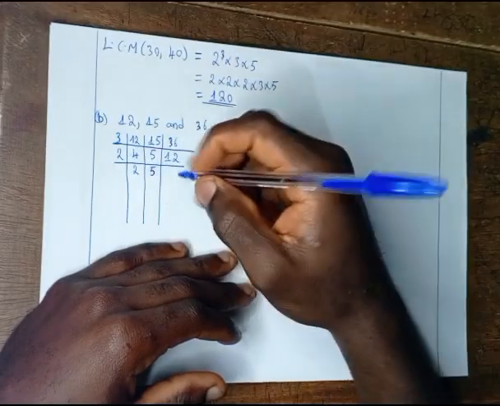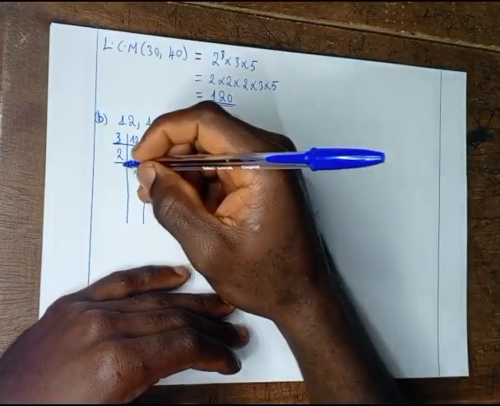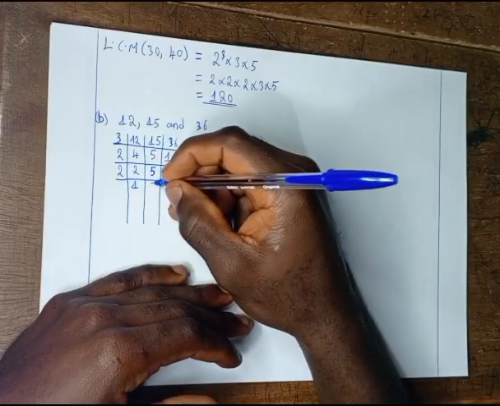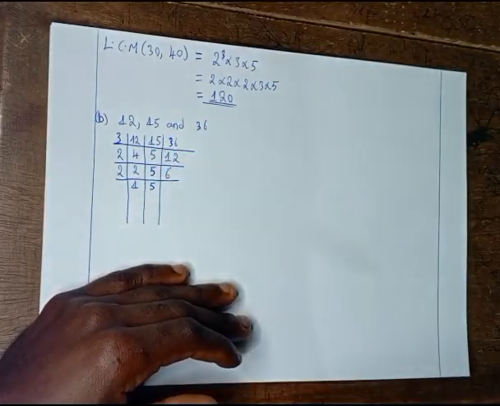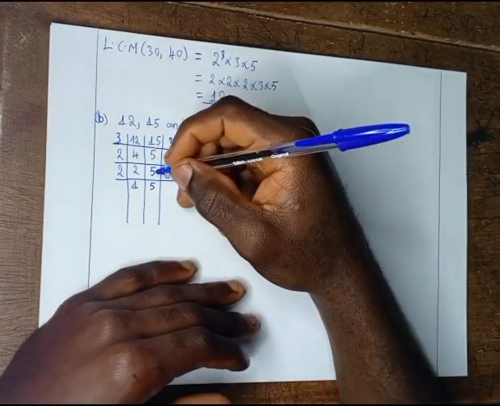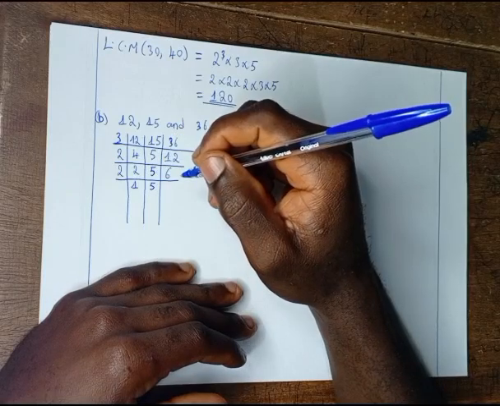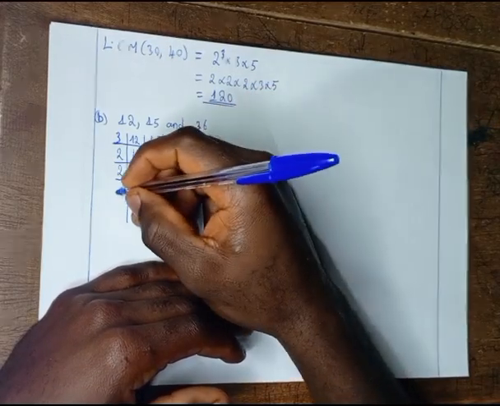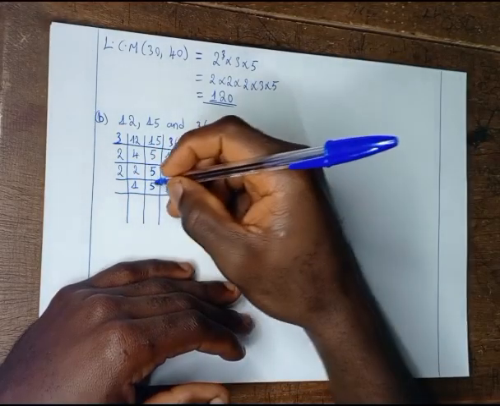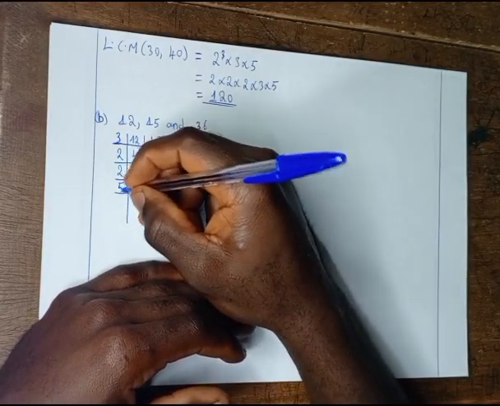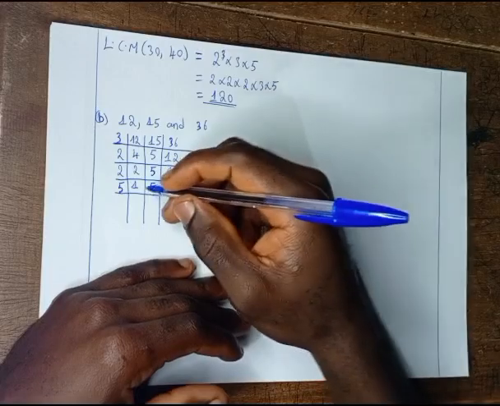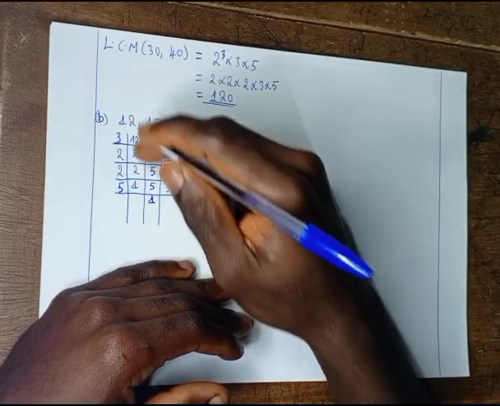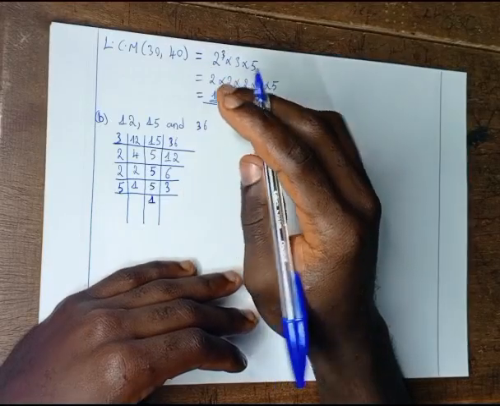Next, 12 divided by 2 gives us 6. We can make use of 2 again. 2 divided by 2 gives us 1. We bring down 5 because 5 cannot be divided by 2. 6 divided by 2 gives us 3. At this level now, we can make use of the prime factor 5. 5 divided by 5 gives us 1. When we arrive at 1, it's okay for that column.